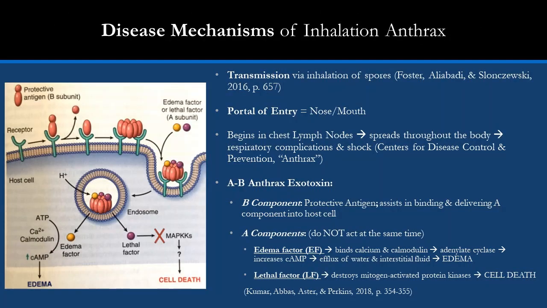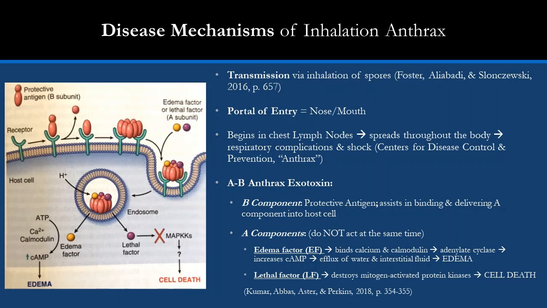Bacillus anthracis is transmitted via the inhalation of spores, and thus the portal of entry into the human host is the nose and mouth. Overall, it begins in the chest lymph nodes, and then is able to spread throughout the body, causing both respiratory complications and shock. An important disease mechanism of Bacillus anthracis is that it secretes an AB anthrax exotoxin, which allows it to cause damage to host cells, which is what makes anthrax so lethal.